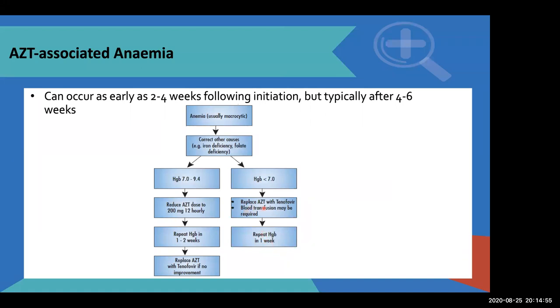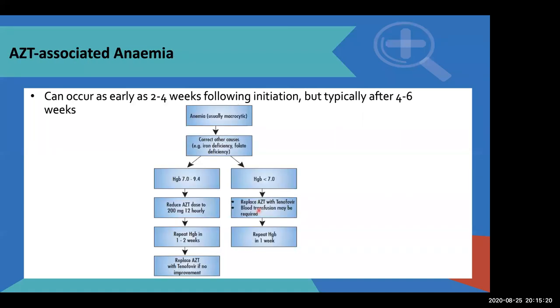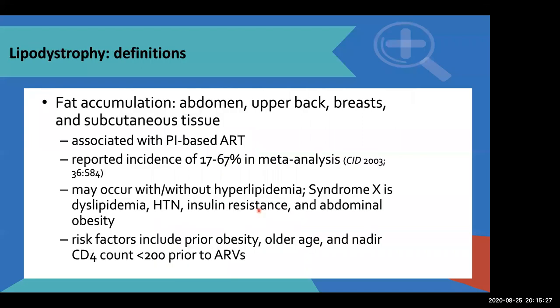Just remember that we don't treat blood tests. So even if the Hb is 8, but the patient is decompensating, they have dizzy spells, they have collapsed, their heart rate is very fast, so that patient is not coping clinically, we might need to switch them and also consider blood transfusion before we lose that particular patient. Right. So that is it around the anemia associated with zidovudine.